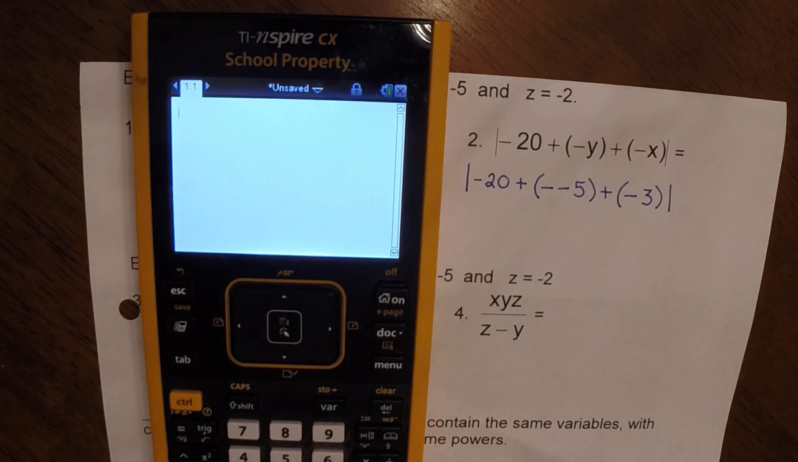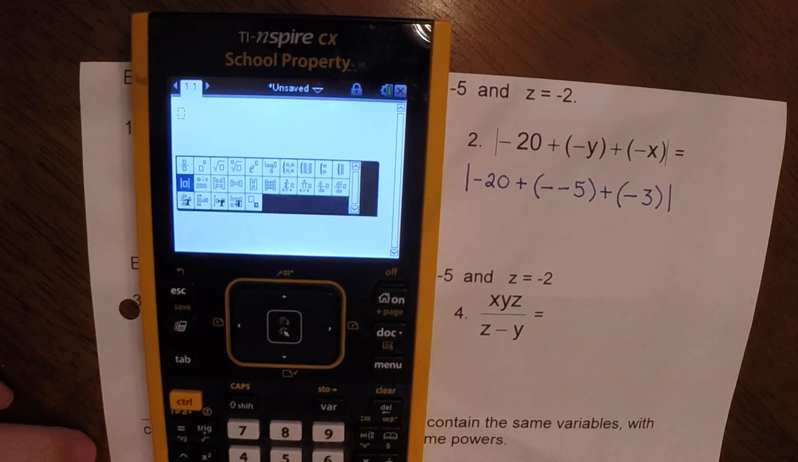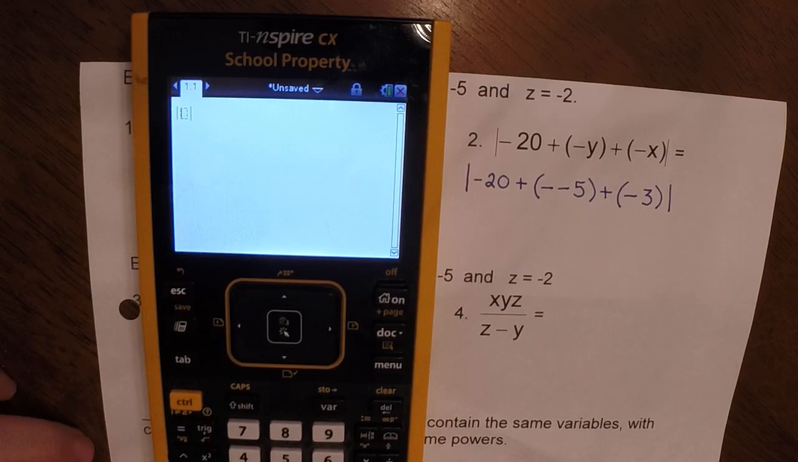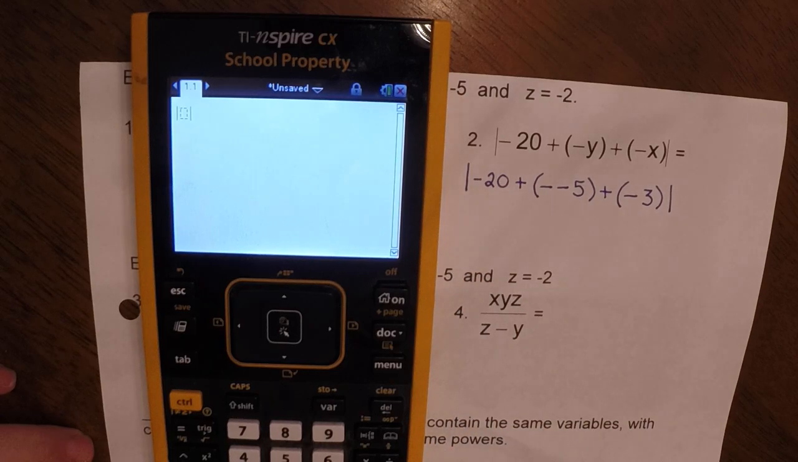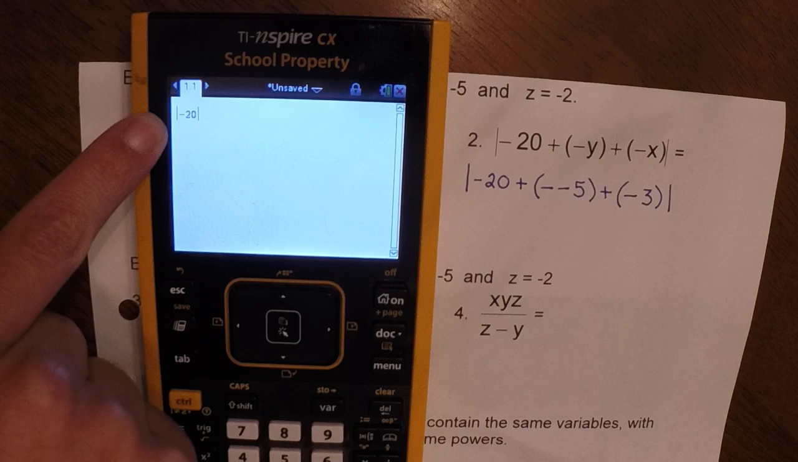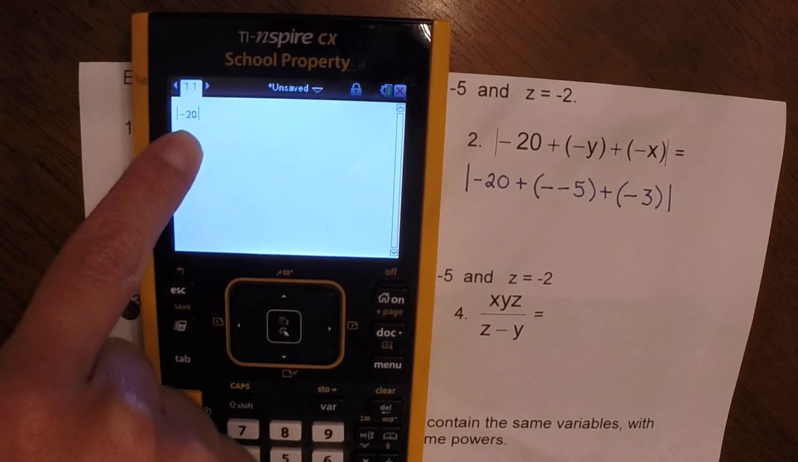So here's our calculator screen. Remember to put in the absolute value. We go to the button right here next to the 9. Then the absolute value is the second one down. We're going to type exactly what we see. So I'm going to put -20. I do believe you could put -20 and the calculator would fix it. So if you want to put a minus at any time you can, the only time you can't is if it's the very beginning of a problem. Since the absolute value is first, we can put the minus in here.